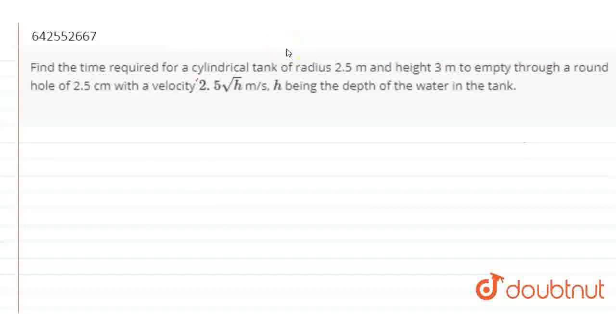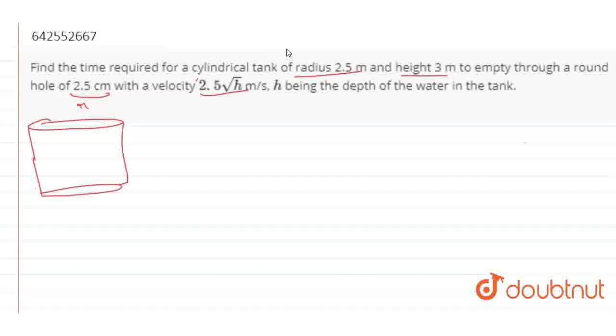Hey guys, we have a question. Find the time required for a cylindrical tank of 2.5 meter radius and height 3 meters to empty through a round hole of 2.5 centimeter radius with velocity of 2.5 root h, h being the depth of the water in the tank.